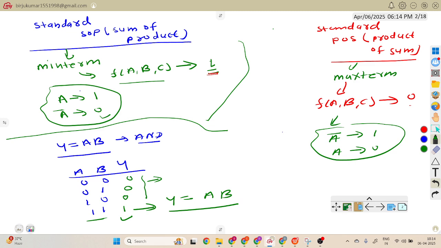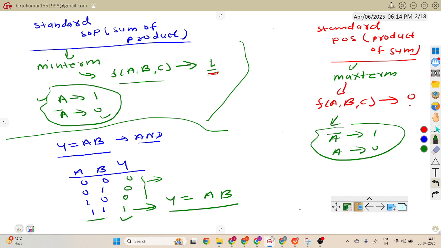If the interviewer asks, do you know the min term? Then you need to tell them that in case of the standard SOP, we define the min term. Min terms are those terms at which the function value is 1. In that case, the normal variable will be represented as logic 1 and the complement variable as logic 0.